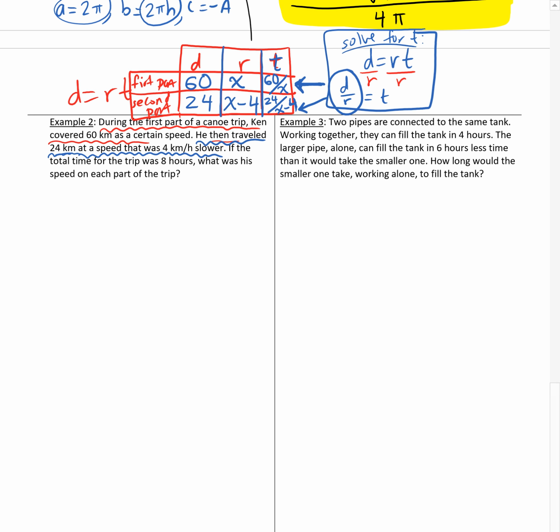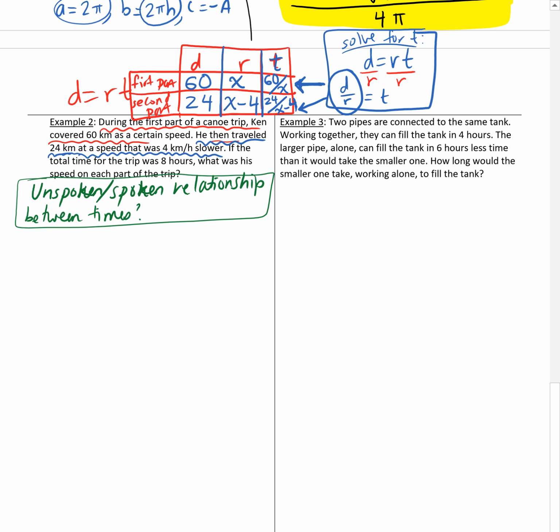And then the equation we get, I think we mentioned this before when we talked about these problems, they should give you some kind of relationship, either unspoken or spoken, they might actually say it out loud, between the 2 times, or whatever the last thing you filled in the table was. In this case, we filled in time last, so the relationship is between the times, and that should give us our equation. So, okay, I think the very last sentence does that.